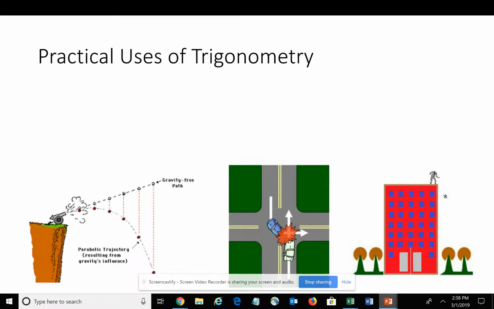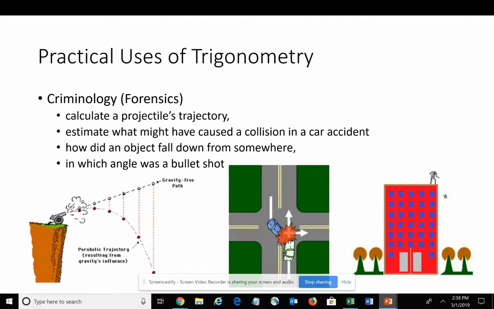Also, we use trigonometry in criminology within forensics to look at a calculated projectile's trajectory, whether that's a bullet or an arrow or some sort of ball. You can calculate its trajectory using trigonometry. You can estimate what might have caused a collision in a car accident by looking at the angles at which the cars come to rest and the location of where they come to rest.